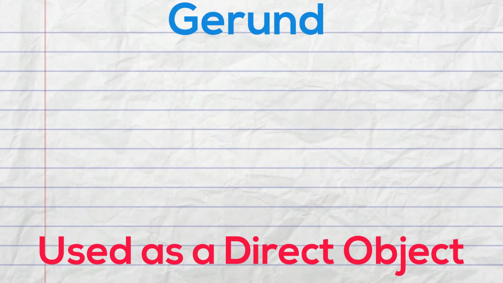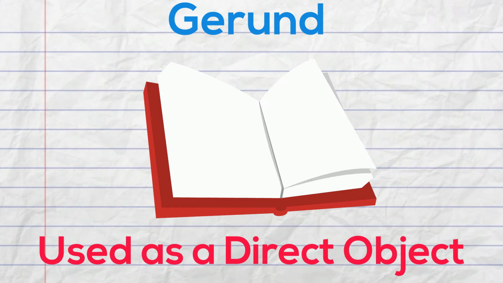Used as a direct object in a sentence. Scott enjoys reading. The direct object is reading, which is formed by taking the active verb read and adding ing. Because it is being used as a noun as the direct object of the sentence, it is a gerund.